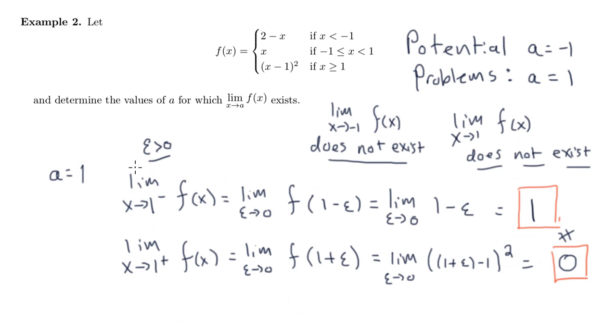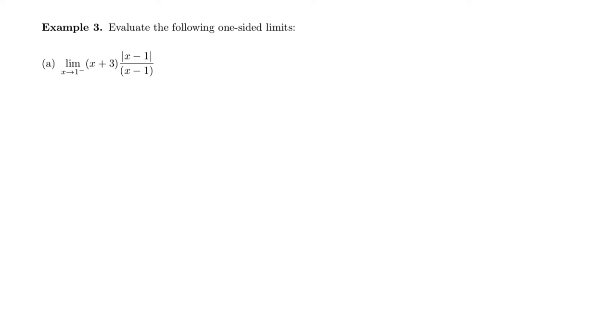So what's my answer to this question? Determine the values of a for which the limit exists. Well, it's all real numbers. We already talked about that, except x equals negative 1 and x equals 1. So here you have to evaluate some more one-sided limits.